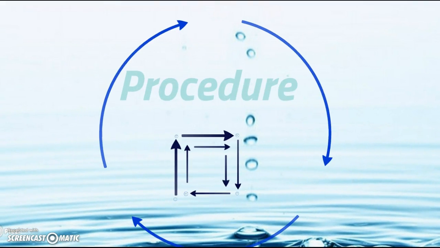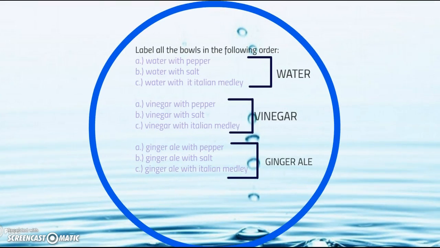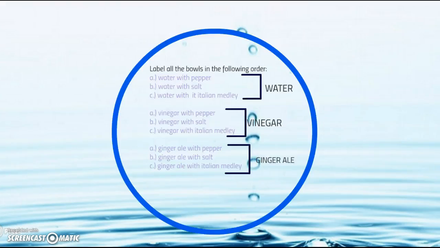The procedure. You will have to label all the bowls in the following order: water with pepper, water with salt, water with Italian medley, vinegar with pepper, vinegar with salt, vinegar with Italian medley, ginger ale with pepper, ginger ale with salt, and ginger ale with Italian medley.